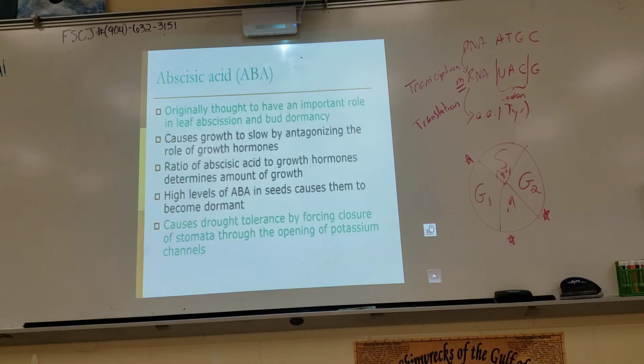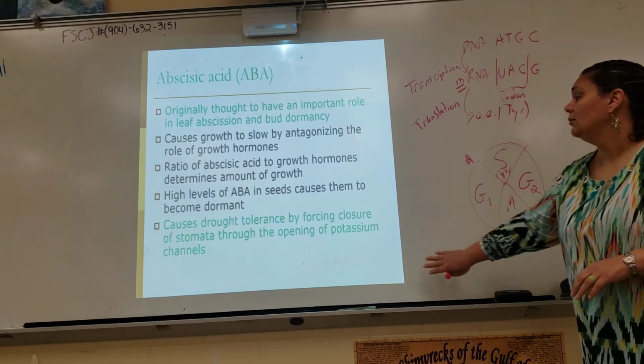Abscisic acid, ABA, originating in the roots, has an important role in leaf abscission and bud dormancy, so this is what we're going to see more towards the fall, late fall, early winter. It causes drought tolerance by forcing the closure of the stomata through the opening of the potassium channels, so this will obviously also be very important in desert plants.